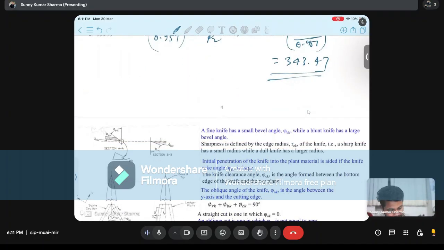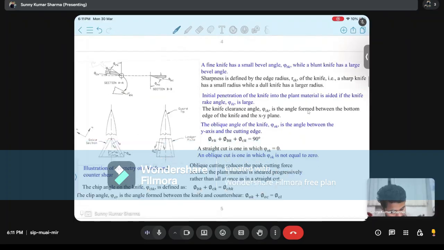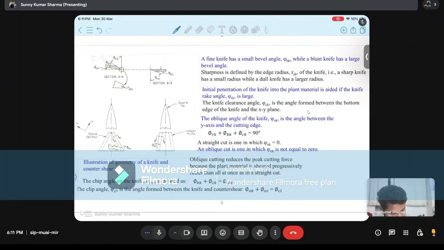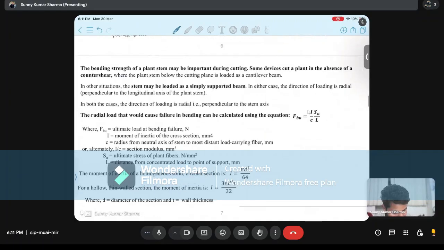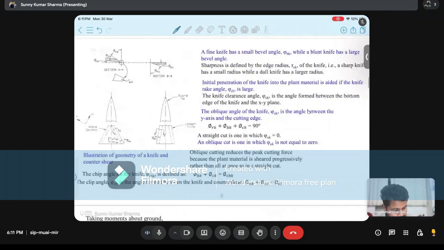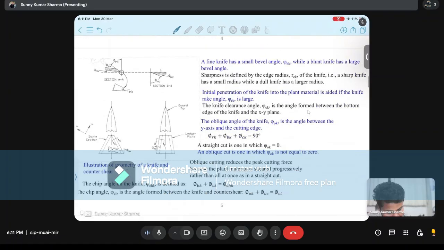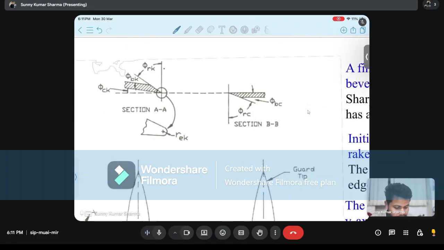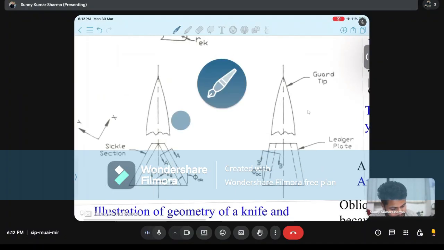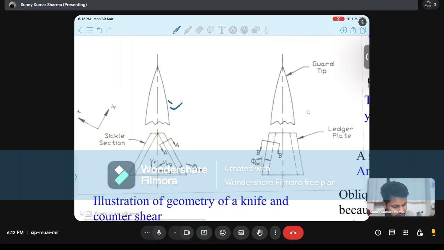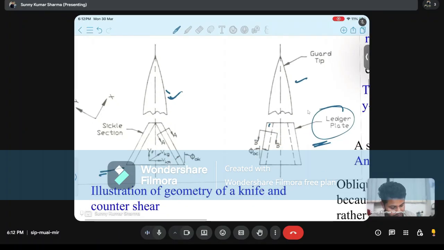In harvesting, mainly we need to cover this part. Many slides are left. If you see harvesting equipment, it is mainly comprised of one knife and its counter. Here the counter is the ledger plate. This part is the knife guard, and this is the ledger plate, and this is the knife section, the sickle section.